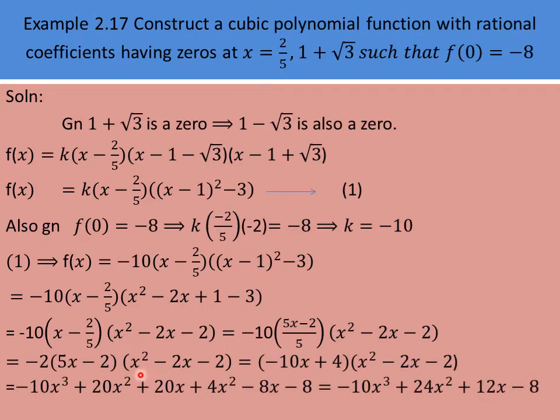So it is minus 2 into (5x minus 2) into (x square minus 2x minus 2) equal to, take this minus 2 inside. So it will be (minus 10x plus 4) into (x square minus 2x minus 2). Now you can multiply the terms one by one and you can simplify. You'll get this answer: minus 10x cube plus 24x square plus 12x minus 8.